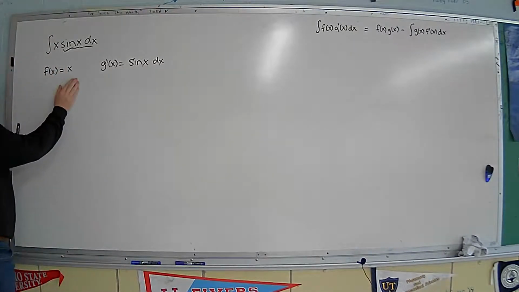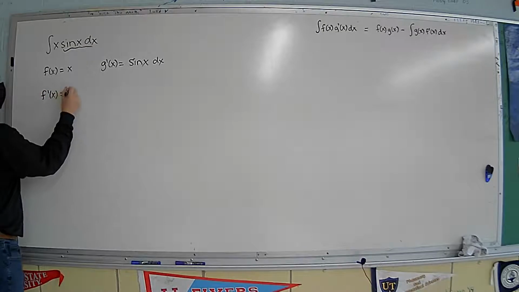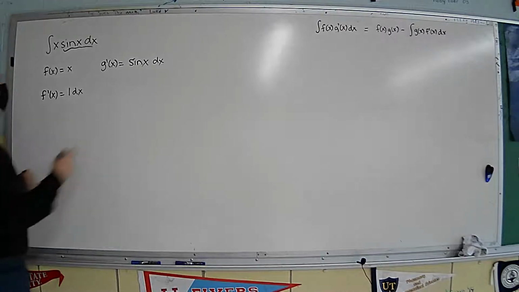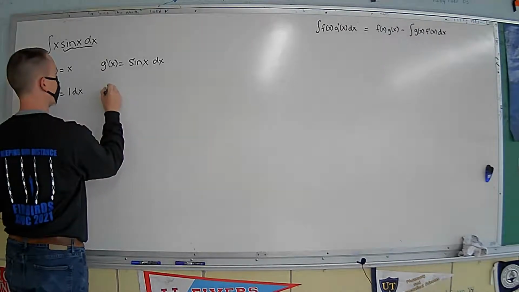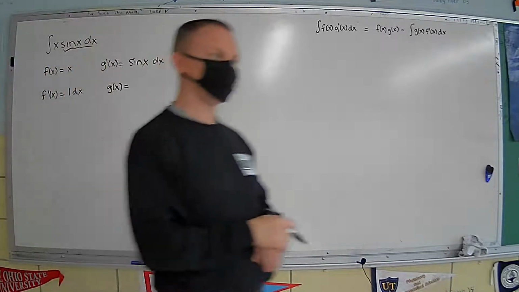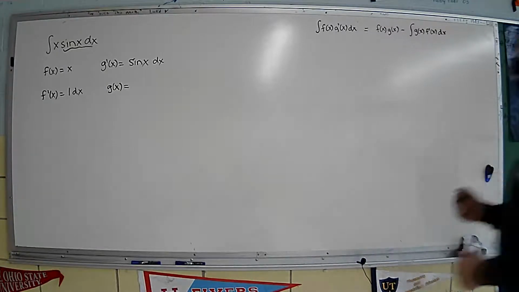Well, if f is x, what's f prime? 1, let's say 1 dx. And if g prime is sine x dx, what's g? We've got to work backwards. We've got to find the function whose derivative is sine. It's negative cosine.